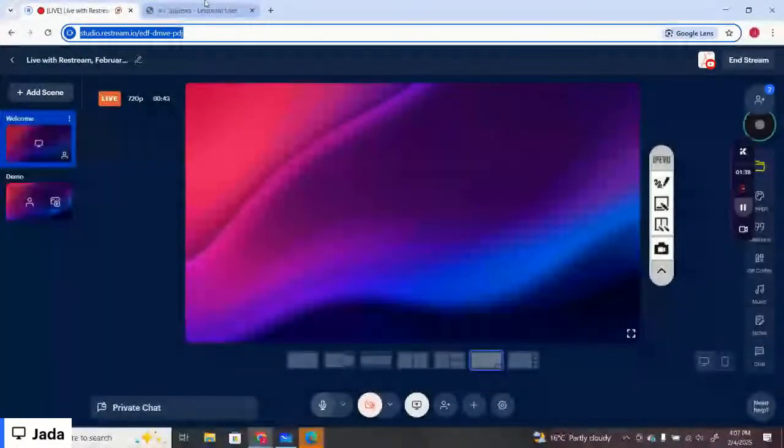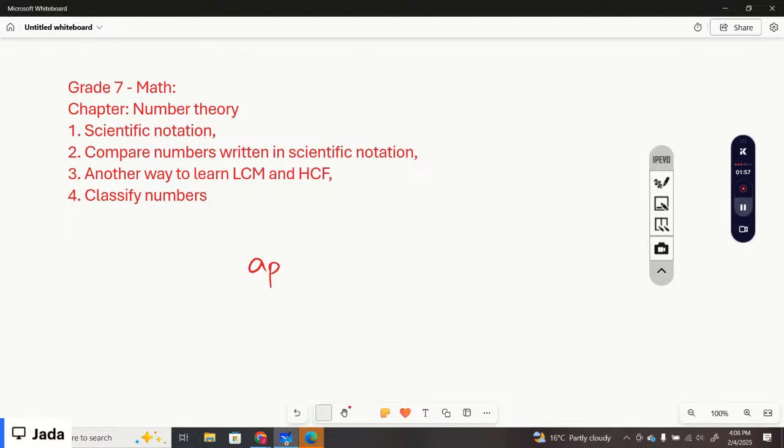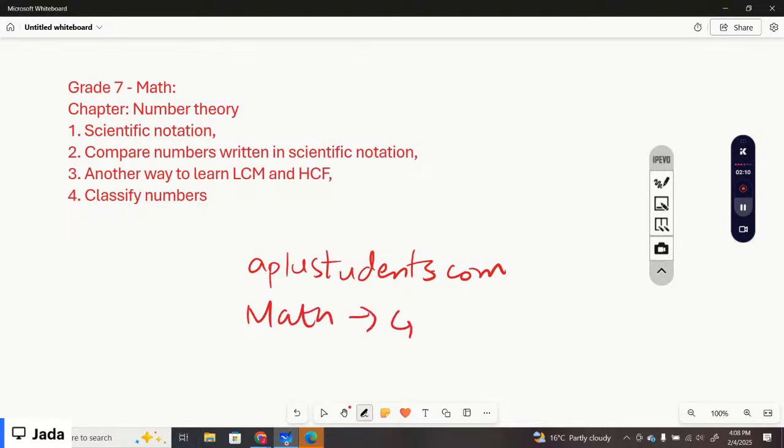We are here for grade 7 math. You can find all the lessons on aplusstudents.com. You have to log in there using your email address, and the password is provided by the administrator. Then you have to select math from the subject tab, scroll down to grade 7 math, and then click on view all lessons.